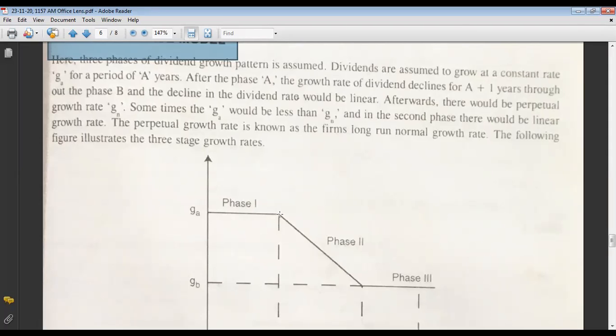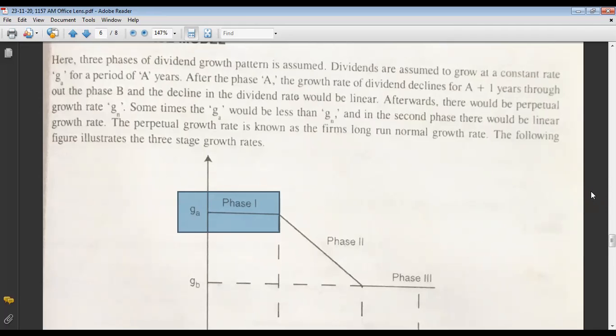Now, in the three-stage model formula, we have one phase wherein the growth is going to be up to this point. We denote this growth by GA.